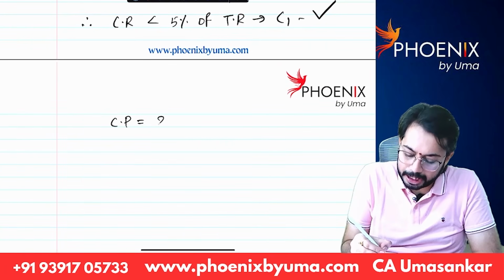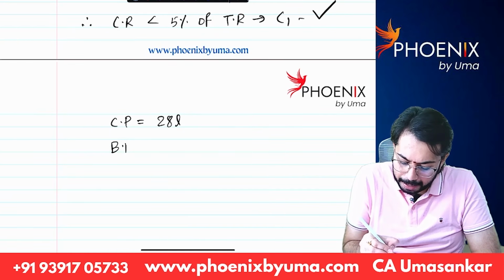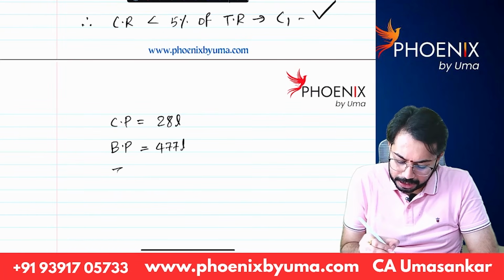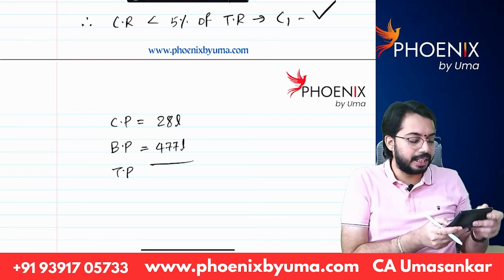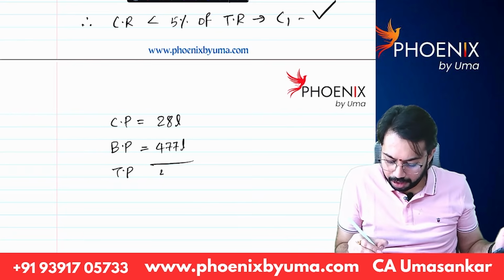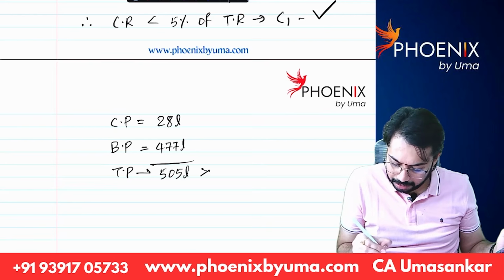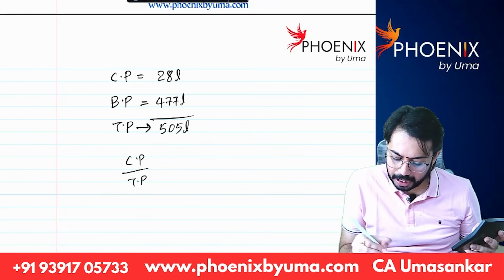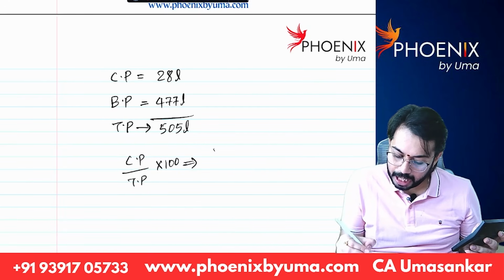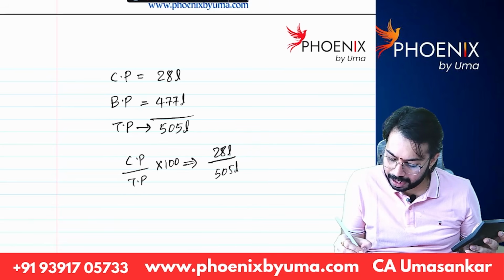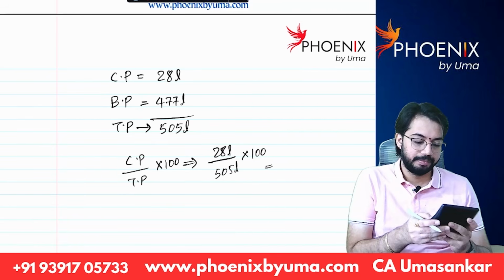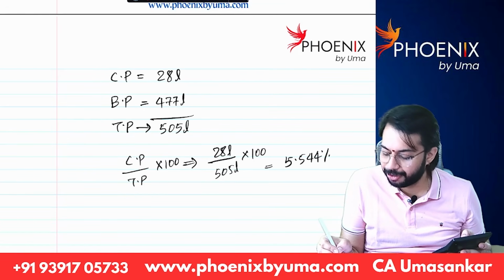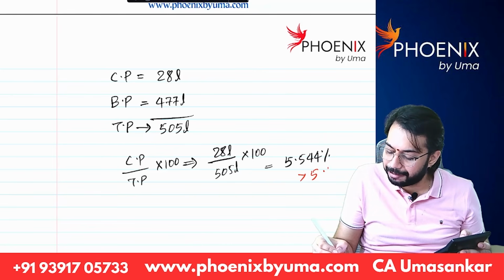So consider cash payment 28 lakhs, bank payment 477 lakhs. How much is total payment? 477 plus 28, 505 lakhs. Total payment 505 lakhs. Now we have to take percentage, cash payment divided by total payment into 100. Cash payment 28 lakhs, total payment 505 lakhs into 100. 5.544%. Wow. Unfortunately, it is more than 5%.